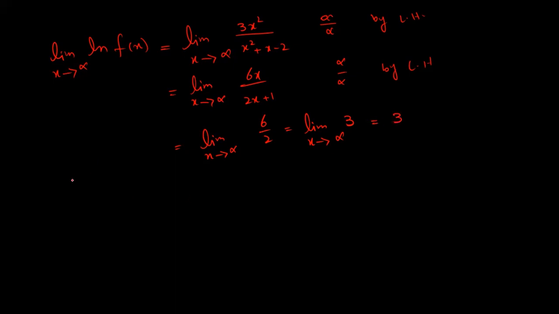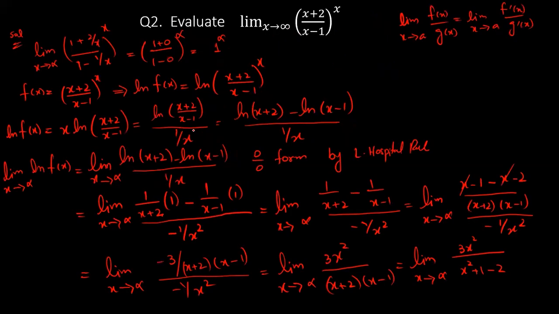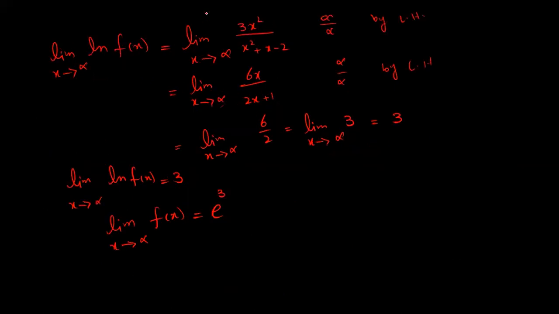Okay, so the final thing is the limit as x approaches infinity of natural log f of x is equal to 3, but we need to compute the limit of f of x. So we know the theorem: if the limit of natural log of f of x is something, we can write the limit as x approaches infinity of f of x as e to the power 3. So this is our final answer. This is how we can compute limits of these types of functions using L'Hopital rule.